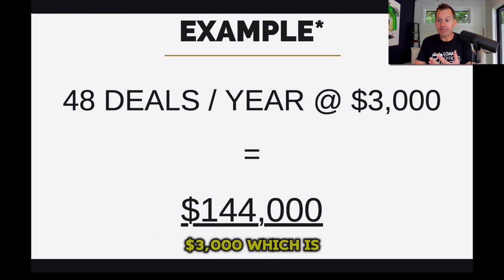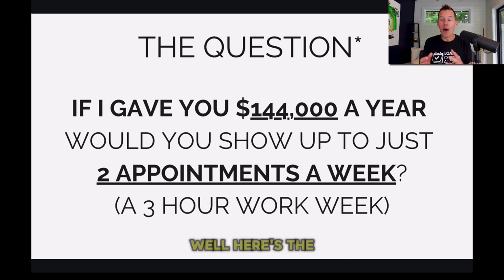If you're making $3,000, which is, no income claims, but some might be higher, some might be lower. We find an industry average. You're making $3,000 a deal. That's $144,000. Every $144,000 helps, right?